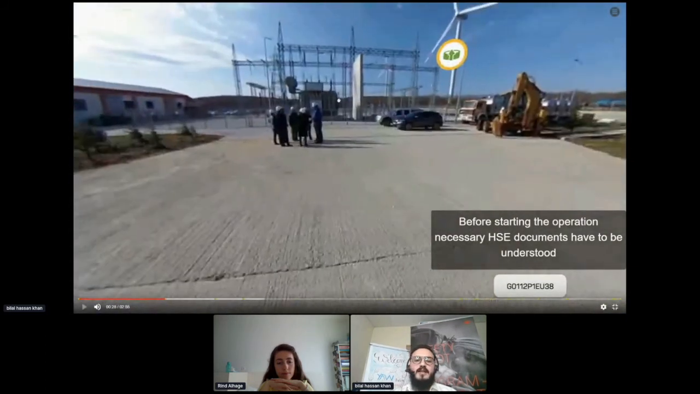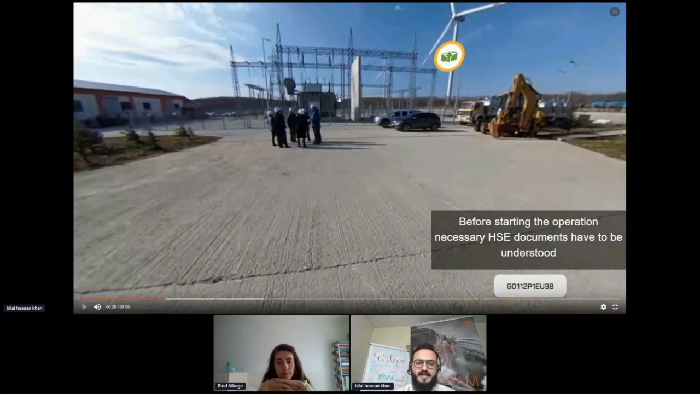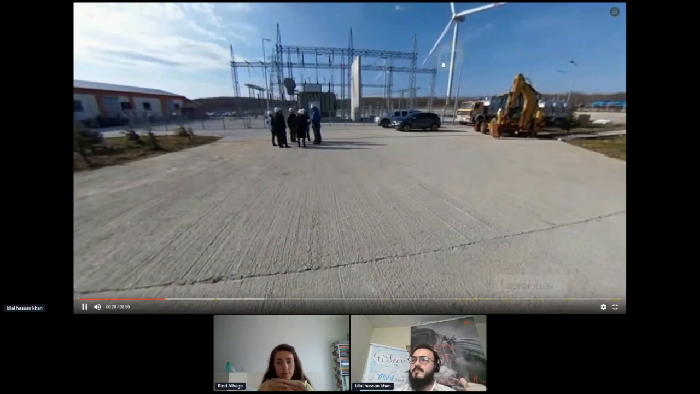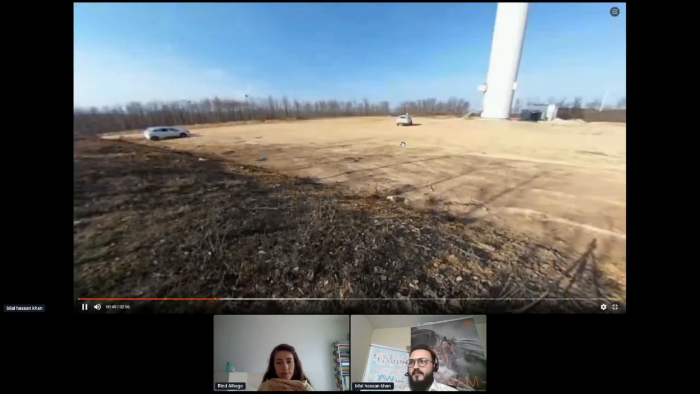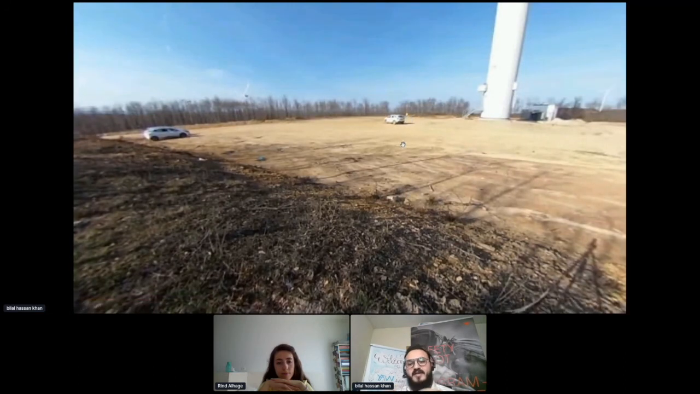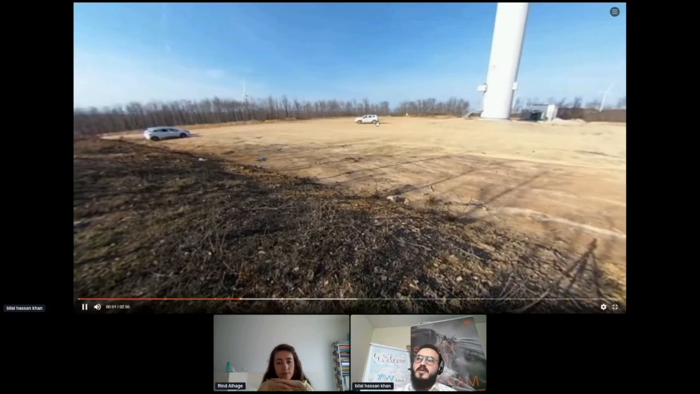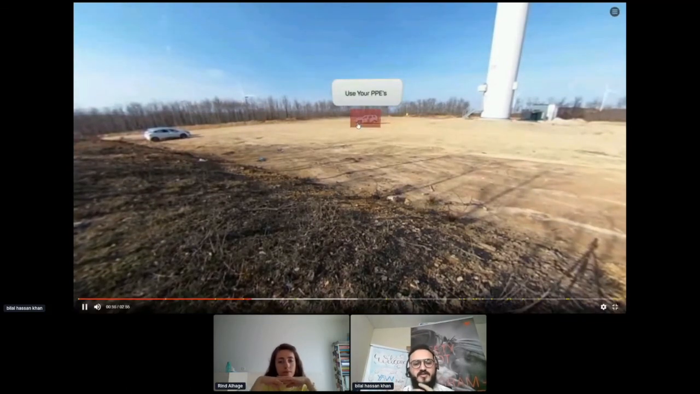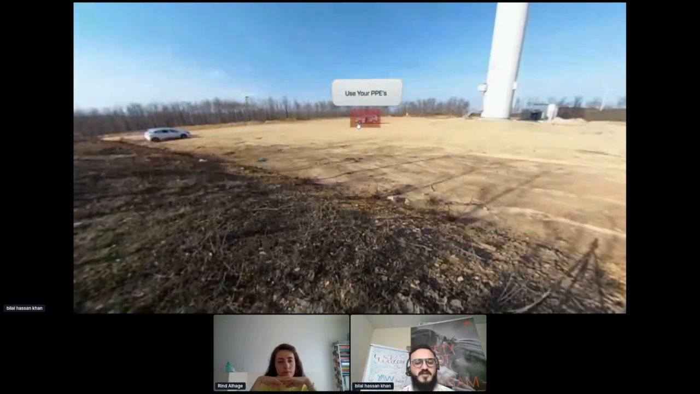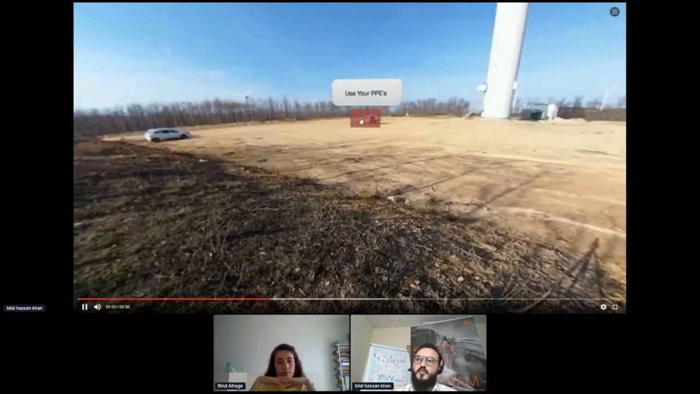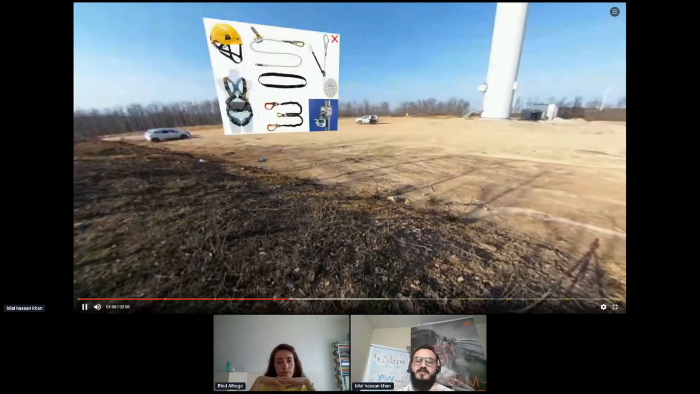Now let's go to the turbine directly. So now we are reaching the turbine, and an important safety factor is that whenever you visit the turbine, you should park your car in the opposite direction of the wind turbine, because it's an instruction from the HSE, so that in case of emergency you can run away quickly. So your car direction should be opposite of the turbine. Before entering the turbine, you have to use some kind of PPE.